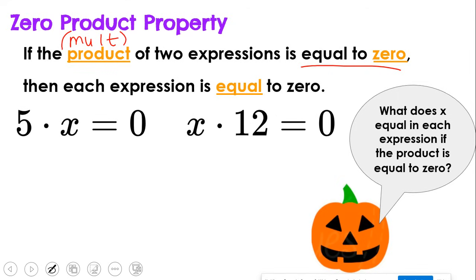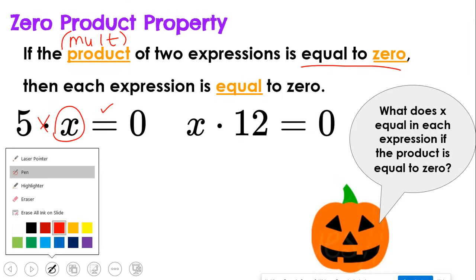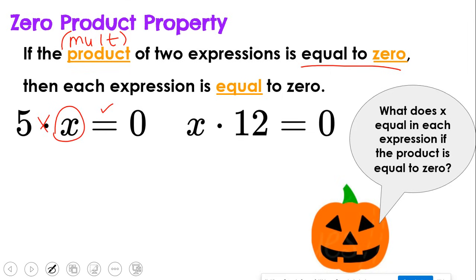When I have two things that are being multiplied times one another and it's equal to 0, the zero product property says one of them is going to be equal to 0. Now, we can tell that 5 obviously is not equal to 0, so x must equal 0. But we can also use some algebra skills to actually solve this and show you for sure that it is true, that x is the one that's equal to 0.